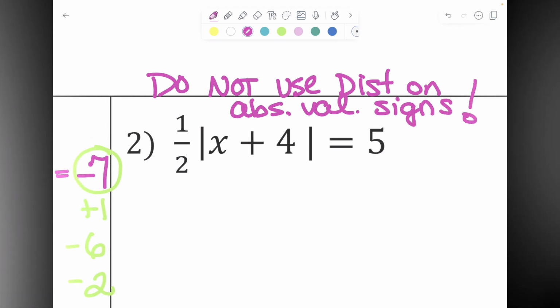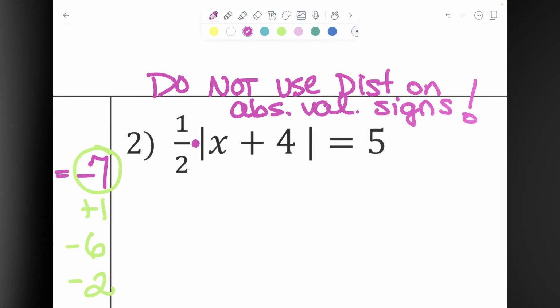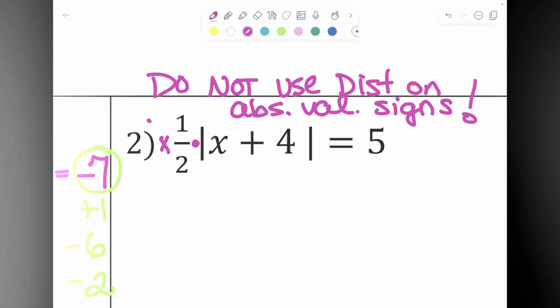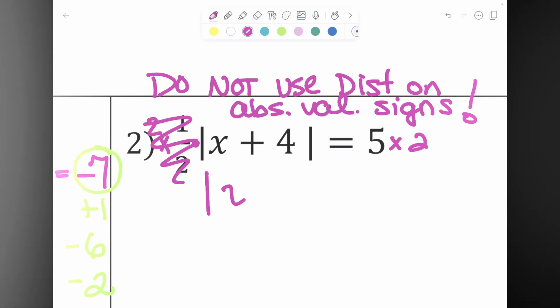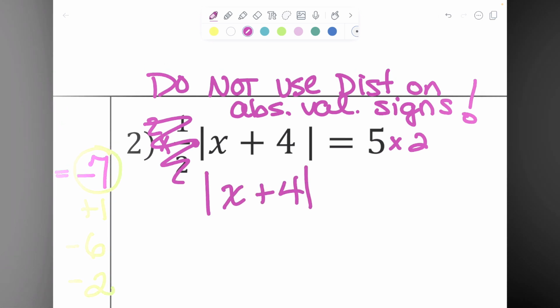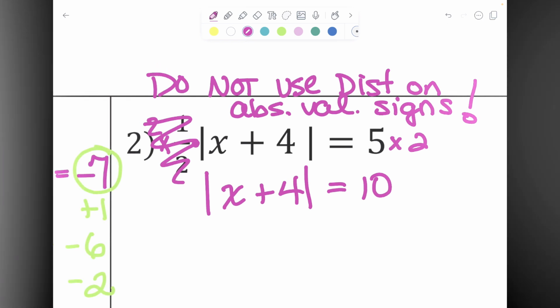Okay, and that means that you're going to have to get rid of the thing out front by using its inverse. The inverse of multiplying by 1/2 is either dividing by 1/2 or multiplying by 2. So we're going to multiply by 2 on both sides. That gets rid of the 1/2. Copy the absolute value symbols as well as the problem. 5 times 2 is 10. So now we can do two separate equations.